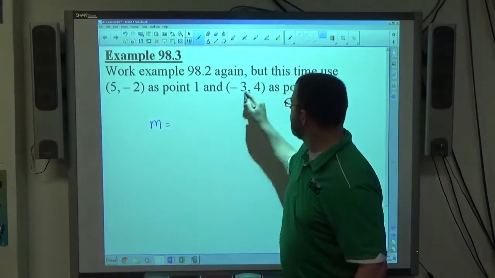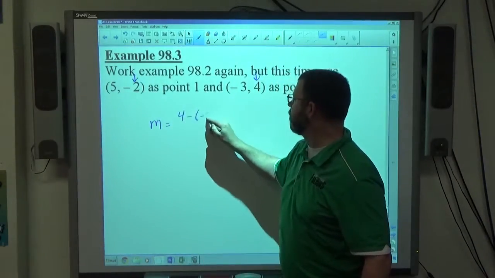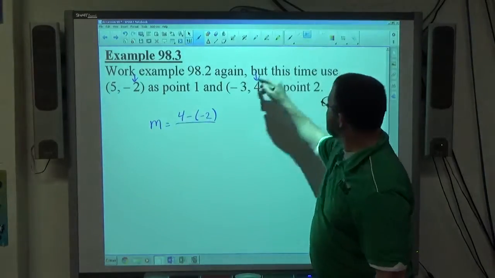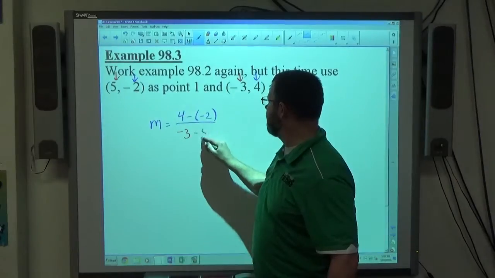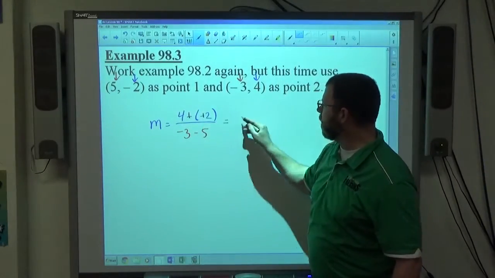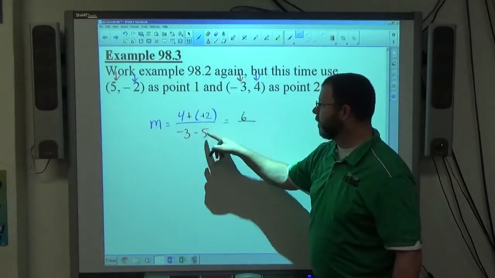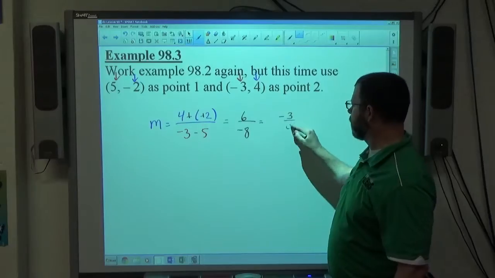Apply the slope formula. Second y minus first y on top. So that's 4 minus negative 2. Second x minus first x in the bottom. That's negative 3 minus 5. Minus minus means plus plus. 4 plus 2 is 6. Negative 3 and negative 5 make negative 8. Reduce that, you get negative 3/4 as an answer.